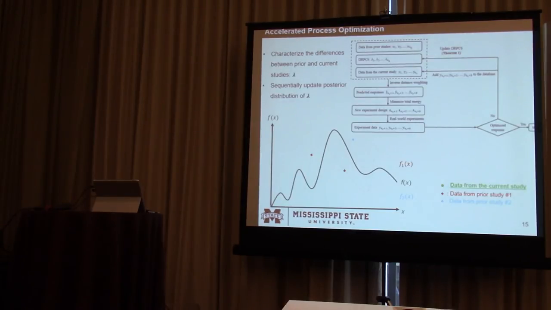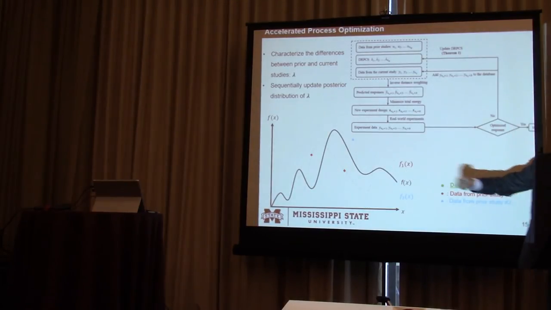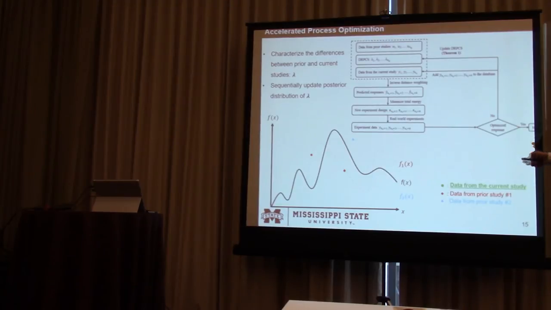The sequential procedure can be found on this flow chart, but to make it easier to understand, let's just see this animation. Here we have three prior reported data from two different prior studies, the blue and red dots. Green dots represent collected data from the current study.